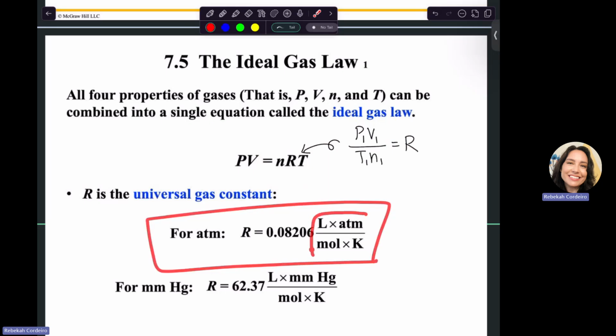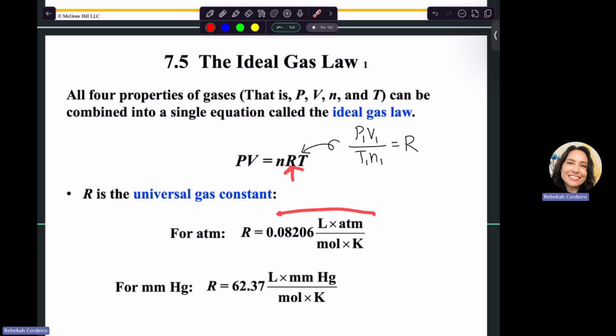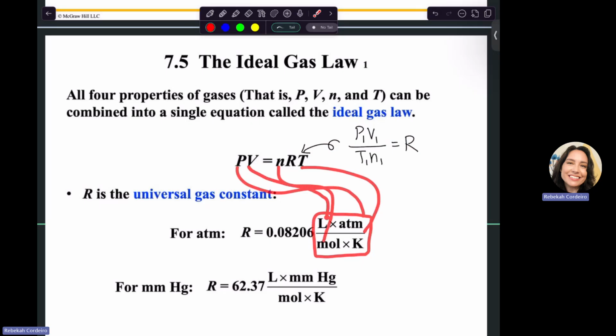This is the units of R. We do not plug numbers in for units. We plug numbers in for variables. So the variable for R is this. So when you see R, you actually will plug all of this in here. And if we notice here with our units, all the units have to match the units of R. So temperature must be in Kelvin, n must be in moles, pressure must be in atm, and volume must be in liters for this one to work.